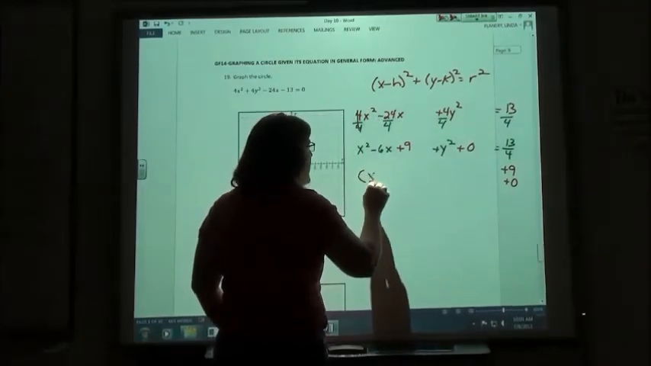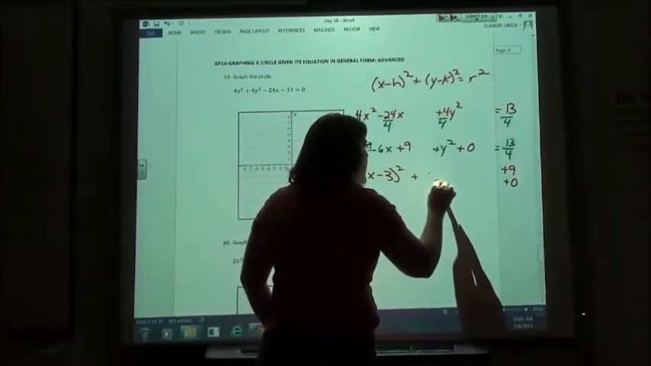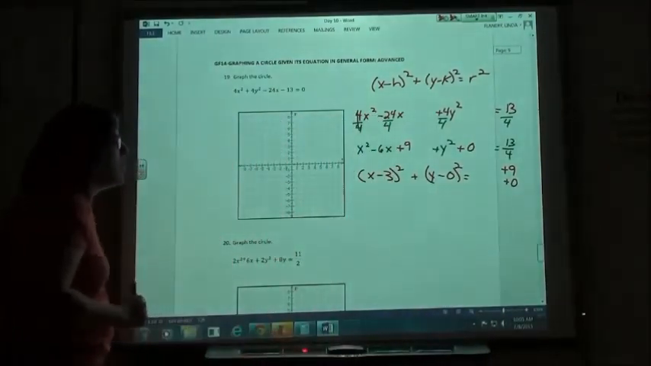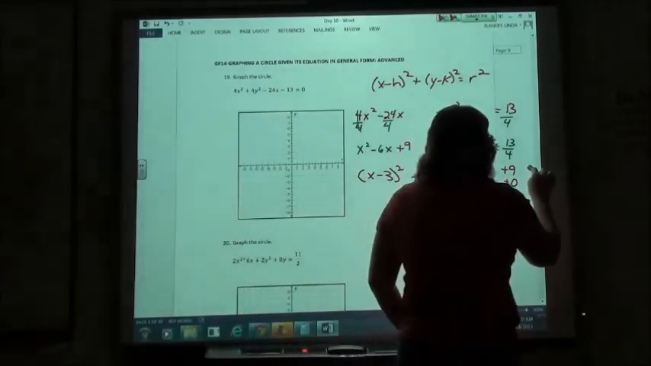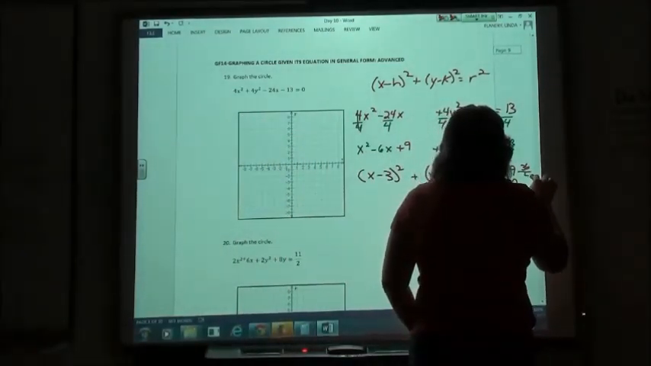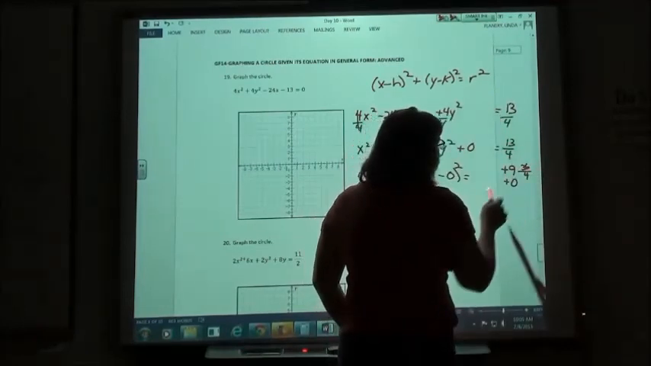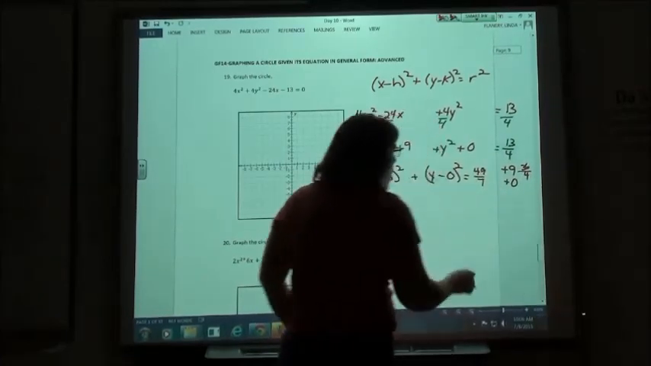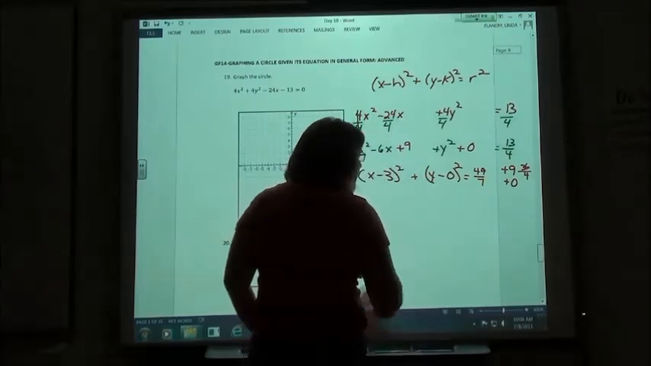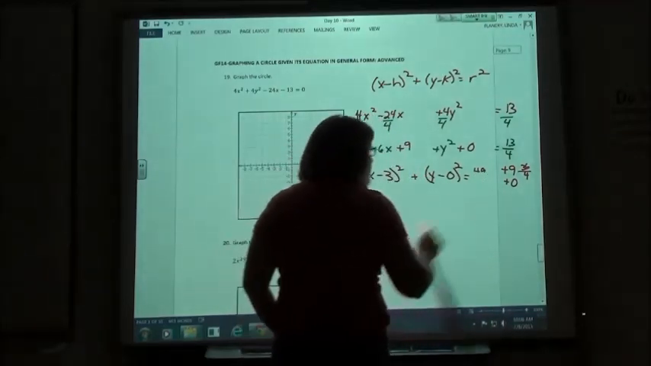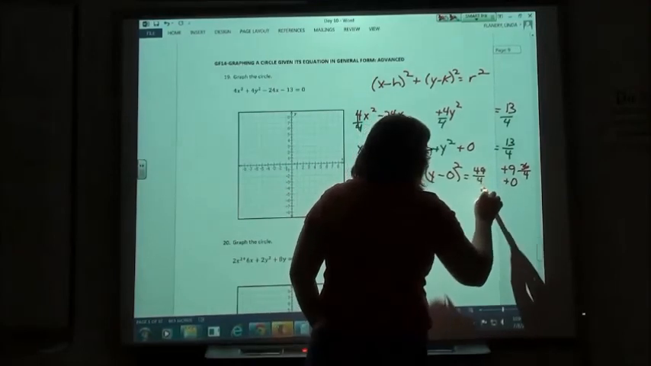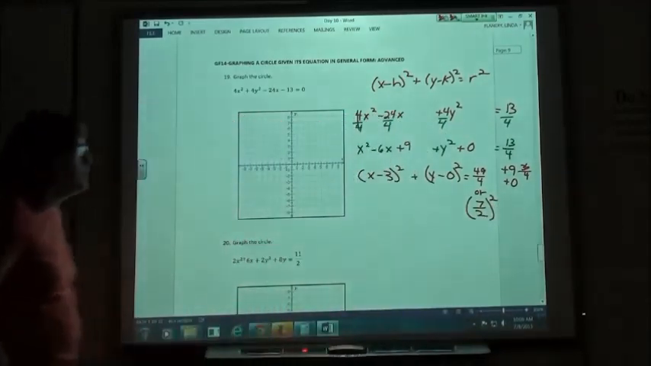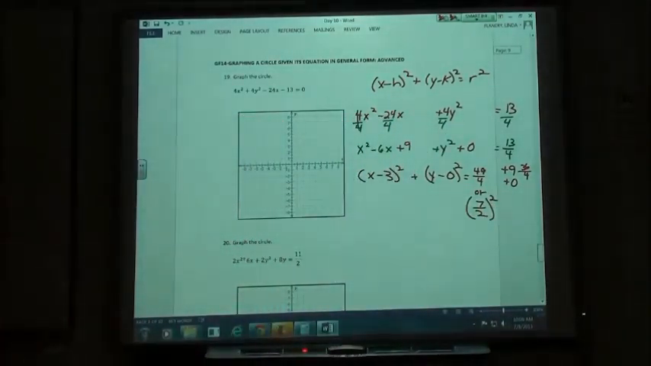So this would be x minus 3 squared. This would be y minus 0 squared. Equals, and then I got to do my adding and subtracting over here. So if I do this, 9 times 4 is 36 fourths. 13 plus 36 would give me 49 fourths. I wrote the 7 down. 49 fourths, or 7 over 2 squared, right? 7 squared is 49, 2 squared is 4.